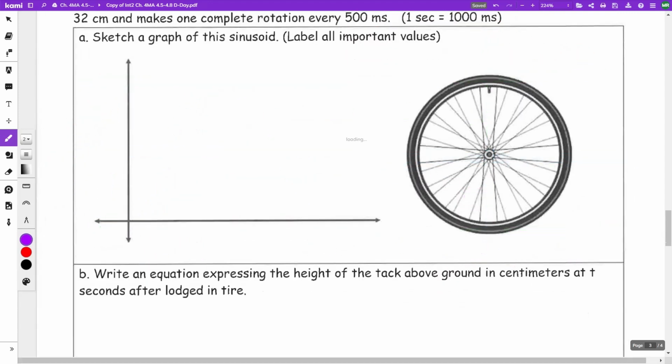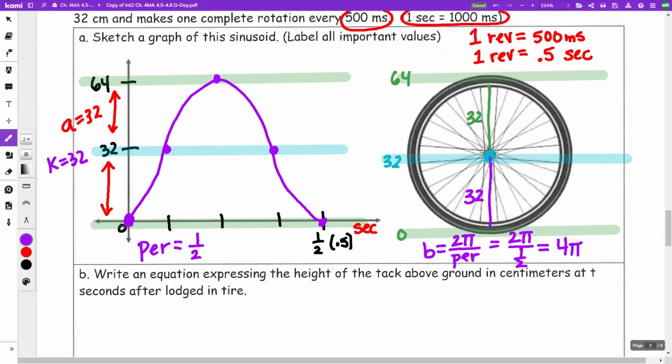So when I go to write my equation, the equation is going to be y is equal to, it's a negative cosine, so it's a negative 32 cosine. My B is 4 pi times x, because I'm not going to have a phase shift, plus 32. That's going to be our equation.